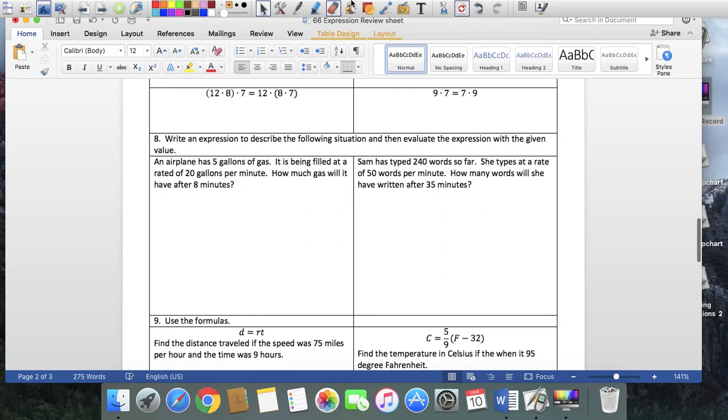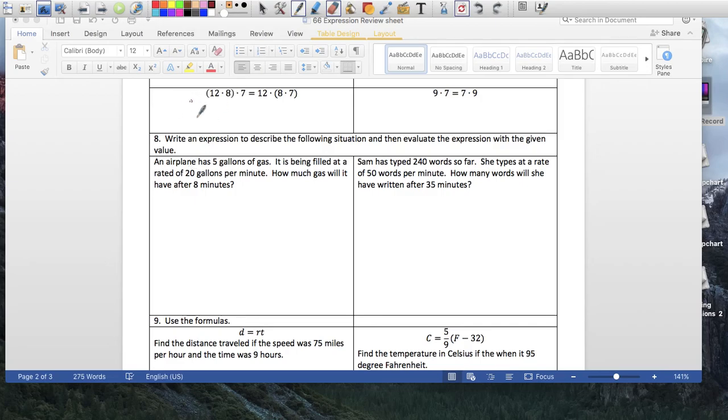So there's two things you need to do here. First is the expression. So I know that the airplane has 5 gallons of gas, right? No matter what, it already has started with 5 gallons. It has 5 gallons of gas plus, and then to that 5 gallons, I'm going to add 20 gallons every minute. So times m. So that's my expression. Now the question is, how much gas will it have after 8 minutes?